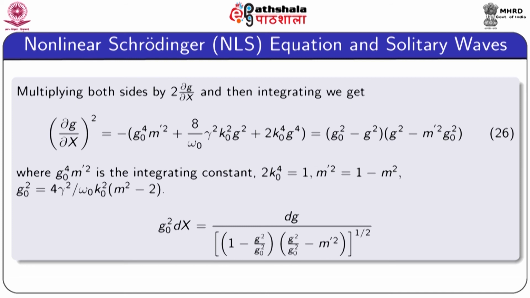Now, if we go back to equation 26, we take the square root of this equation. So, that gives dg/dx equals square root of (g0 square minus g square) into (g square minus m dash square into g0 square). Then we separate the variables g and x, and we obtain the relation which is written in the third or the last line of this slide. Now, the variables g and x are separated, so we can integrate it.